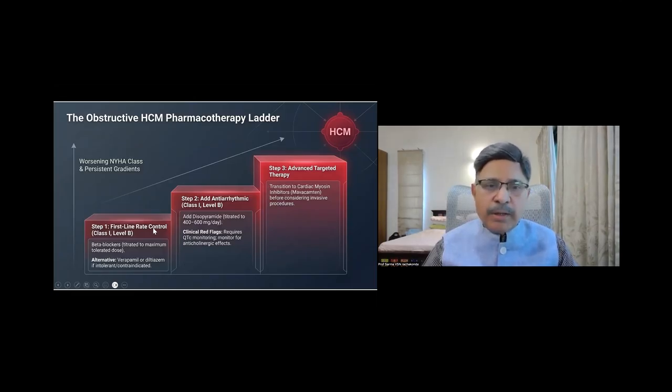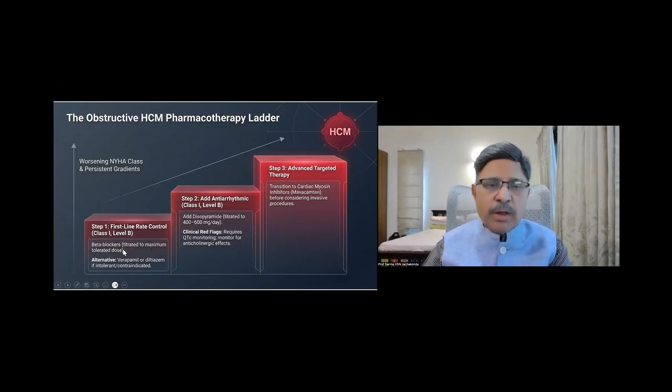First line treatment is rate control, class 1. Beta blockers must be given, titrated to the maximum tolerated dose. Which beta blocker? Metoprolol, carvedilol, nebivolol, bisoprolol. The newer generation beta blockers without intrinsic sympathomimetic activity.